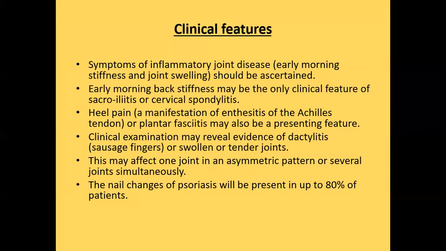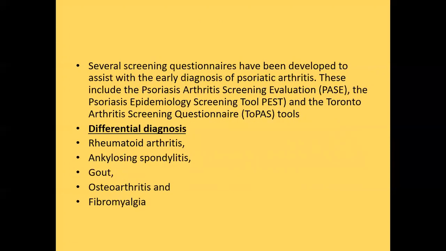Clinical features: symptoms of inflammatory joint disease, that is early morning stiffness and joint swelling, should be ascertained. Early morning back stiffness may be the only clinical feature of sacroiliitis and cervical spondylitis. Heel pain is a manifestation of enthesitis of the Achilles tendon, and plantar fasciitis may be a presenting feature. The clinical examination may reveal evidence of dactylitis, that is sausage-shaped fingers, and swollen or tender joints. This may affect one joint in an asymmetric pattern or several joints simultaneously. Nail changes of psoriasis are seen in 80% of patients with psoriatic arthritis.